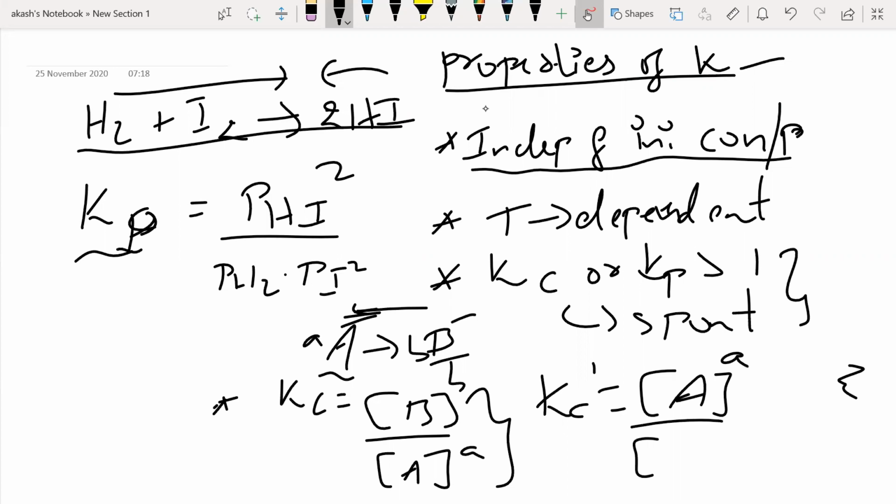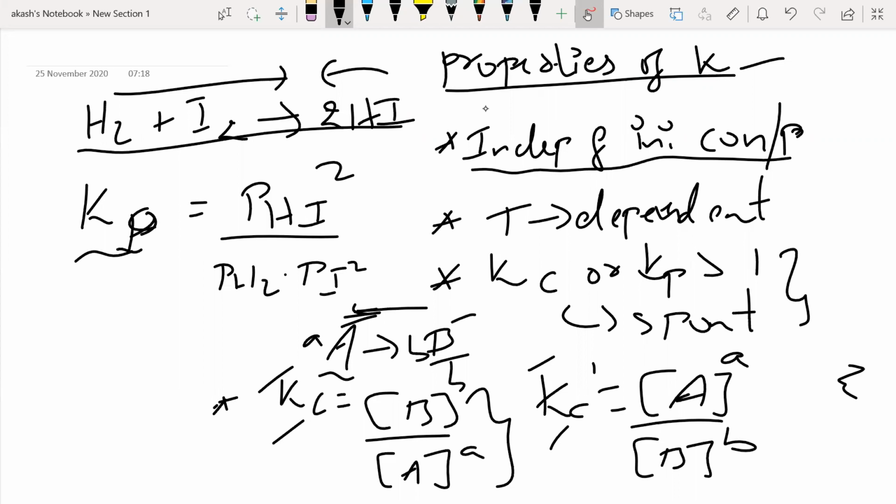Okay, A to the power A divided by B to the power B. Now, what do you see? For the forward reaction, this is the equilibrium constant. For the backward reaction, this is the equilibrium constant, right? Now, what is the relationship between Kc and Kc dash? What do you see, guys? It's inverse, sir. Exactly, they are reciprocal, right?